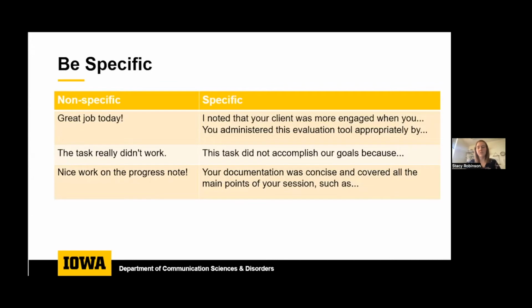This also applies to critical feedback. So instead of saying something like, oh, this task didn't really work, you could say this task wasn't really accomplishing our goals because, and then provide a rationale.